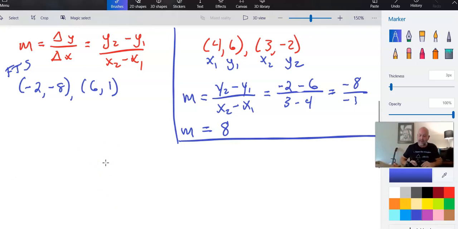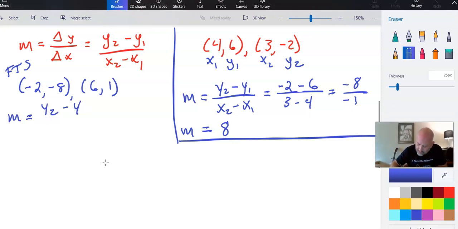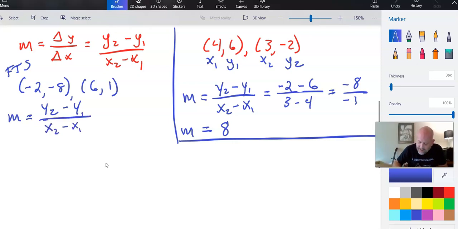Okay, so let's go ahead and take a look now. So we know the formula is m is equal to y2, oh, I forgot to work that other one out the other way, minus y1 over x2 minus x1. And let's label our points here. I probably should have done that first, but I'll label on top. x1, y1, x2, y2. Okay, so let's go ahead and plug in now.